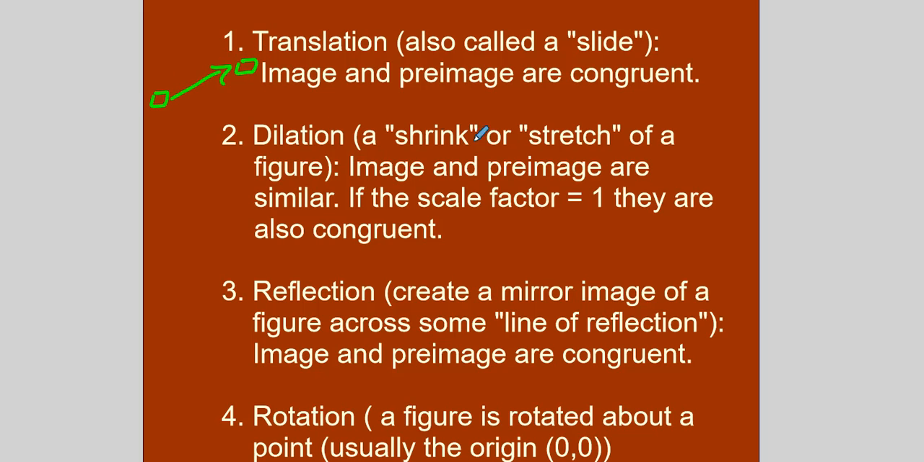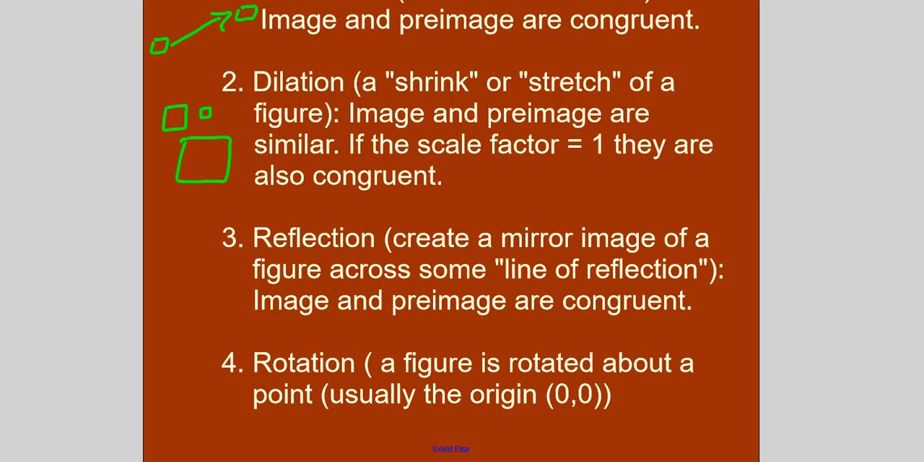That's a translation. A dilation, which is what we're doing in this video. The image and pre-image are similar. If the scale factor is 1, then they also are congruent. So in this video, I'm taking stuff and making it either smaller or bigger, but they're going to be the same shape. So then we have a reflection. Reflection has some reflection line.